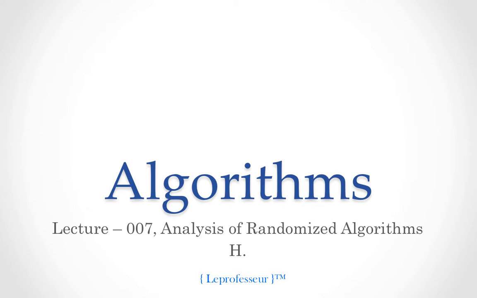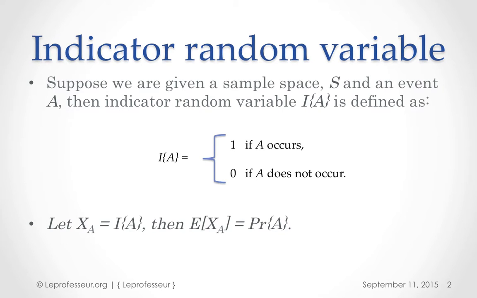Today, I'm going to be discussing how to analyze randomized algorithms. In the previous lecture, we discussed what randomized algorithms are, where we can use random variables, and in what kind of situations we can make use of those random variables to optimize our algorithms. Today we're going to discuss how we can analyze the complexity, or how we can estimate the runtime of randomized algorithms. Before we start, let's discuss an important concept: the indicator random variable.